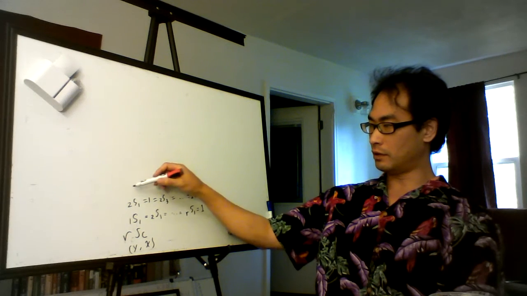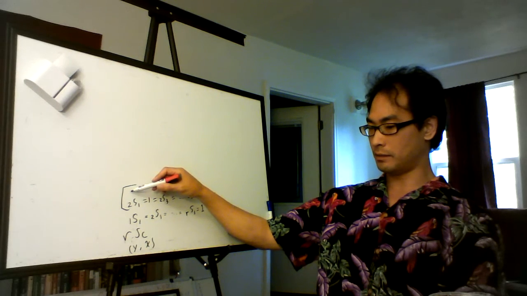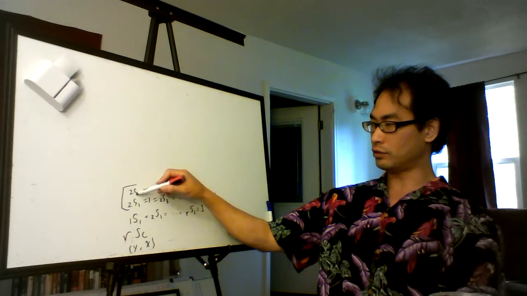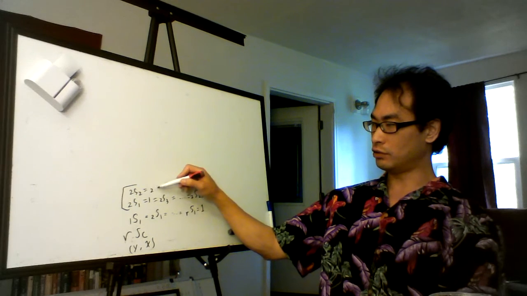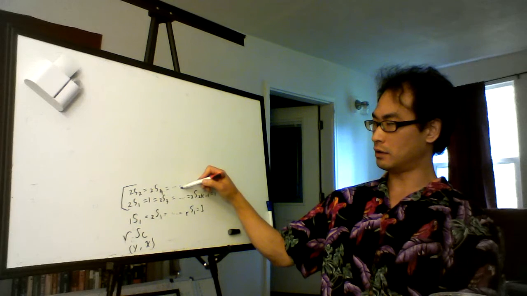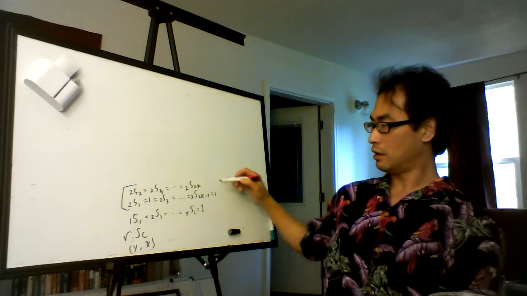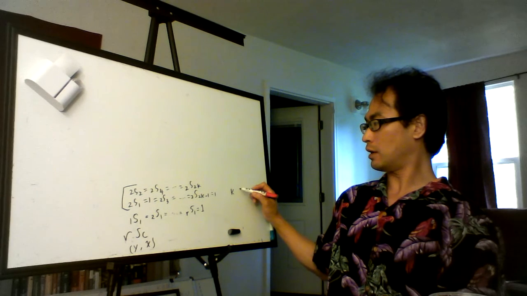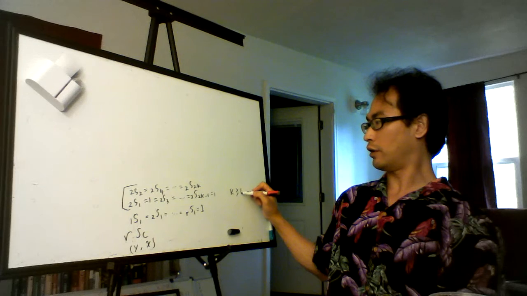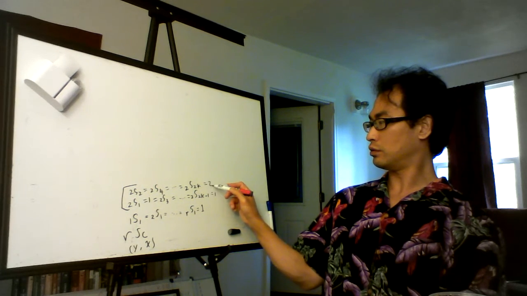And the flip side of that is 2s2 is equal to 2s4 is equal to dot dot dot 2s2k. By the way, k is from 1, okay? Is equal to 2, okay?